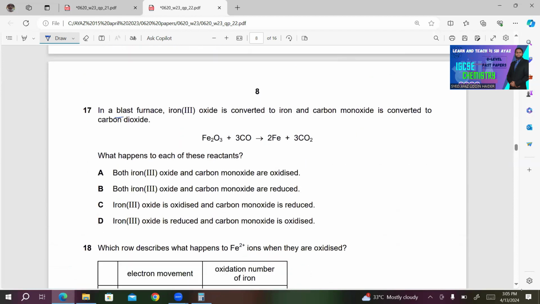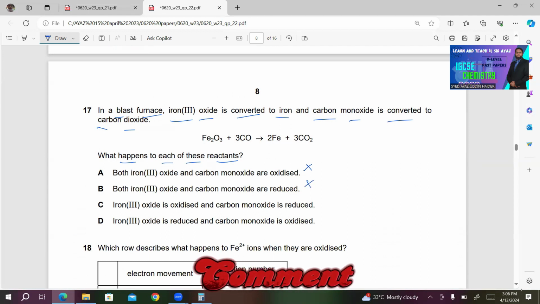Number 17, in a blast furnace, iron 3 oxide is converted to iron and carbon monoxide is converted to carbon dioxide. There is a reaction. What happens to each of these reactants? A, both iron 3 oxide and carbon monoxide are oxidized. This is wrong. Only carbon monoxide is oxidized. Iron 3 oxide is reduced. B, both iron 3 oxide and carbon monoxide are reduced. This is incorrect again. C, iron 3 oxide is oxidized. Carbon monoxide is reduced. This is again incorrect. The last statement is left, which is the right answer in this case. I am reading the statement. Iron 3 oxide is reduced and carbon monoxide is oxidized.